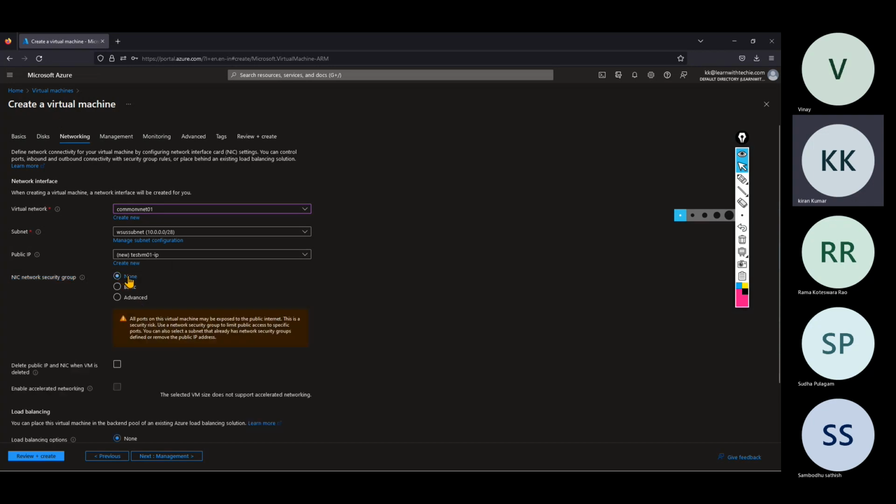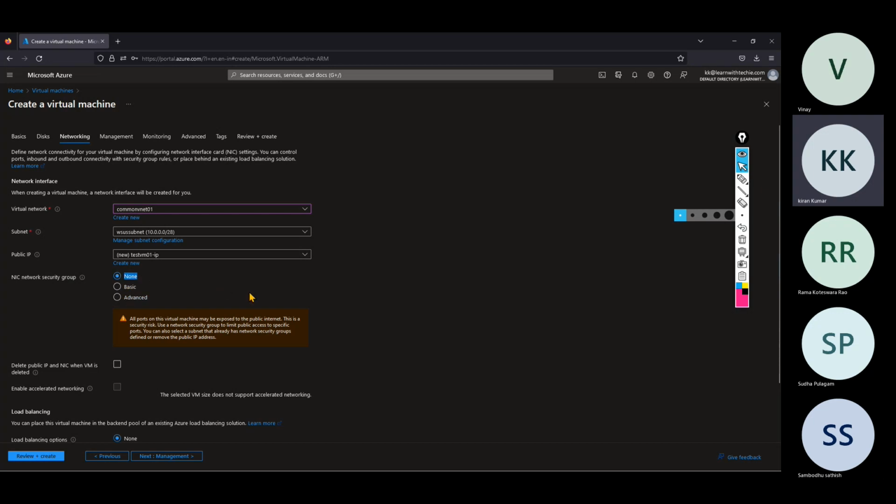So must and should we need to click it none. Most of the companies I have seen, and all the projects, won't use the network security group on the virtual machine level. That means the network interface card level, they won't use it. So obviously you need to keep it none, guys.